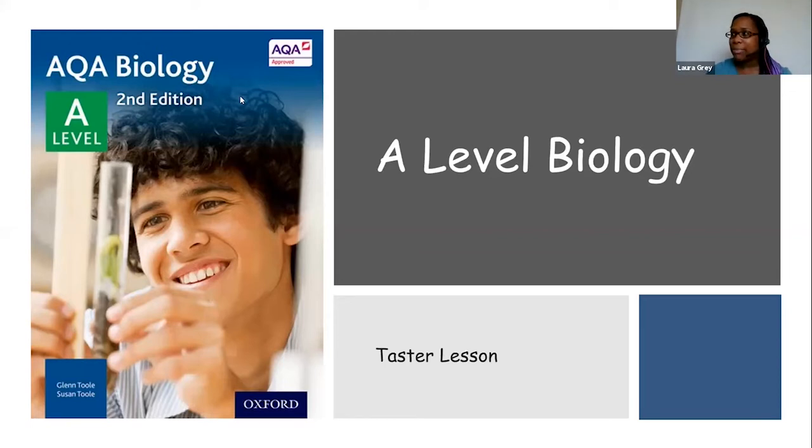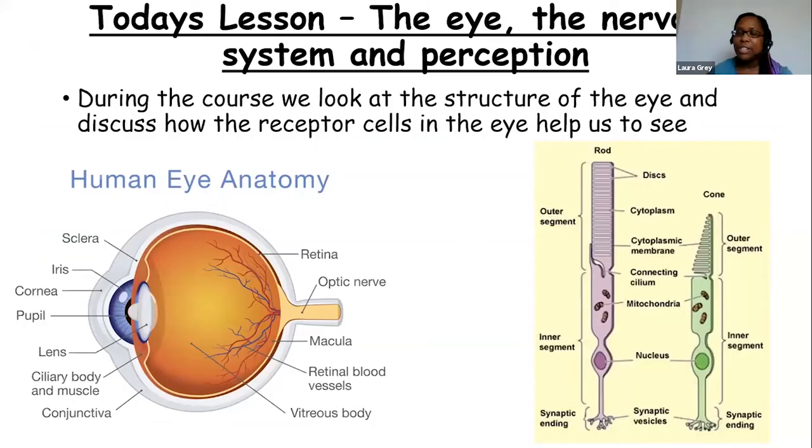Hopefully you can see my PowerPoint screen that just says A-Level Biology, but I'm going to be flicking between a few screens, so let's go. We're going to be looking at the eye, the nervous system, and perception. And actually, during the A-level course, we look at the structure of the eye and we discuss things like the nervous system, and we talk about how they work together.